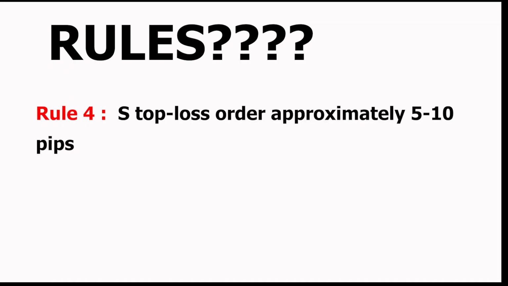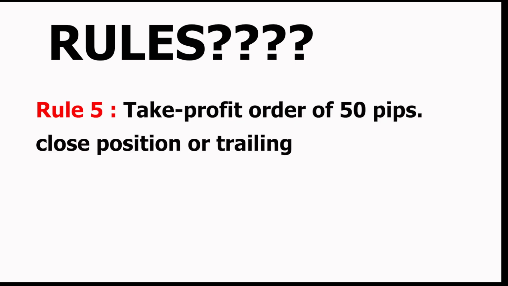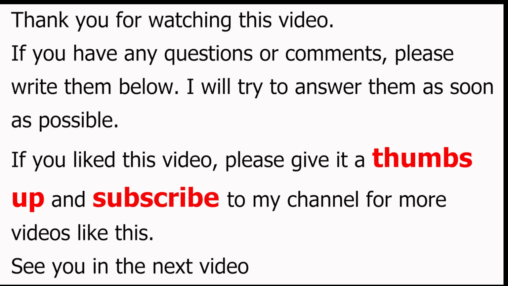Rule 4. For a buy order, you should place a stop-loss order approximately 5 to 10 pips below the low of the 7 AM Greenwich Mean Time candlestick, and a stop-loss for a sell order should be placed about 5 to 10 pips over the high of the 7 AM Greenwich Mean Time candlestick. Rule 5. Place a take-profit order of 50 pips. Close position or trailing.